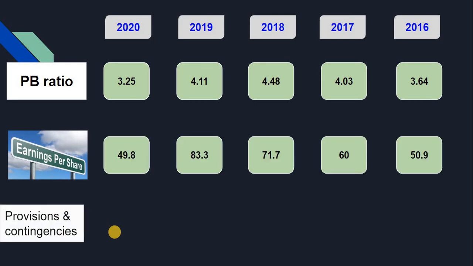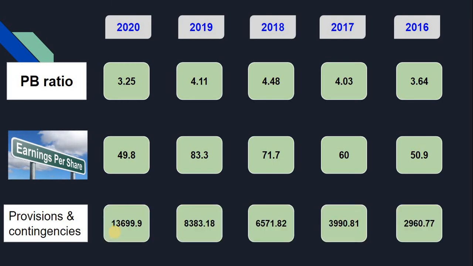And their earnings per share is reduced drastically from 83.3 to 49.8 in the current results, which is not a good sign. Let us see where it has gone. Provisions and contingencies are the amount deposited for the bad loans, like a backup plan for the bad loans. If you could see, the provisions have increased to 13,700 crores from 8,383 crores. So it has been a big allocation for provisions. That might be a reason for the reduction in their earnings per share, and there might be other underlying reasons too.